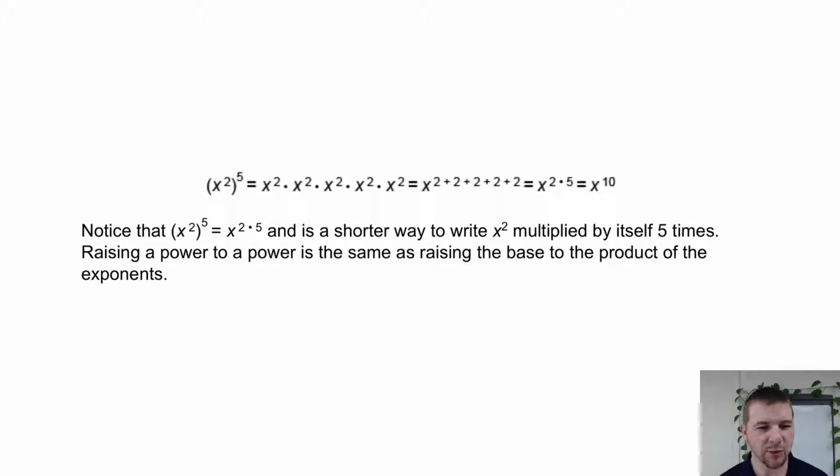Notice x squared to the 5th power equals x to the 2 times 5, and is a shorter way to write x squared multiplied by itself 5 times. Raising a power to a power is the same as raising the base to the product of the exponents.